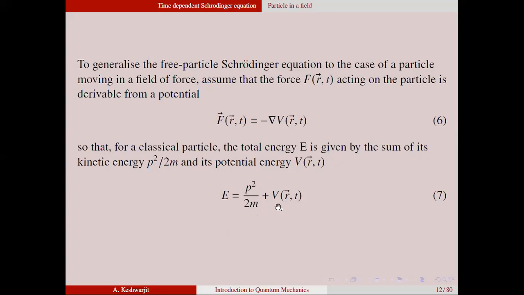is not constant. This is a conservative force. We are considering the special case where the force is a conservative force.